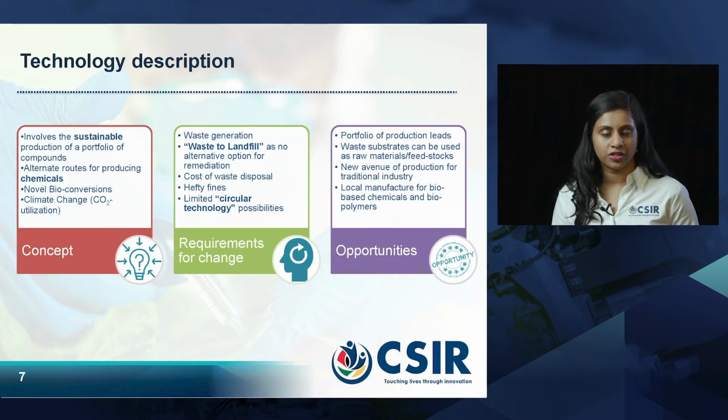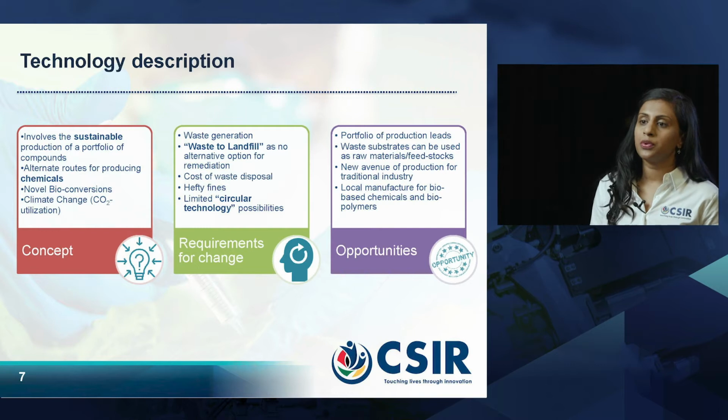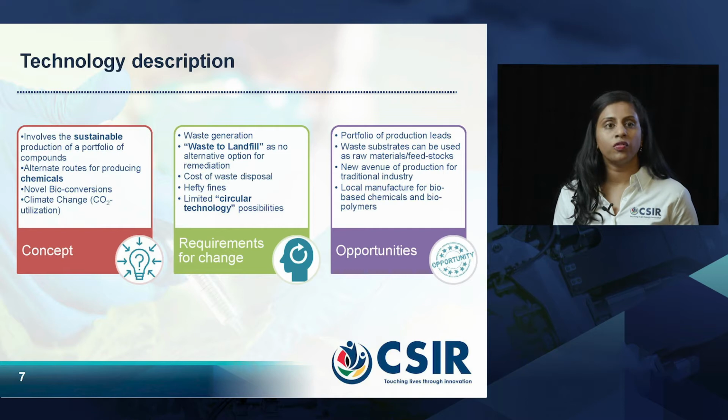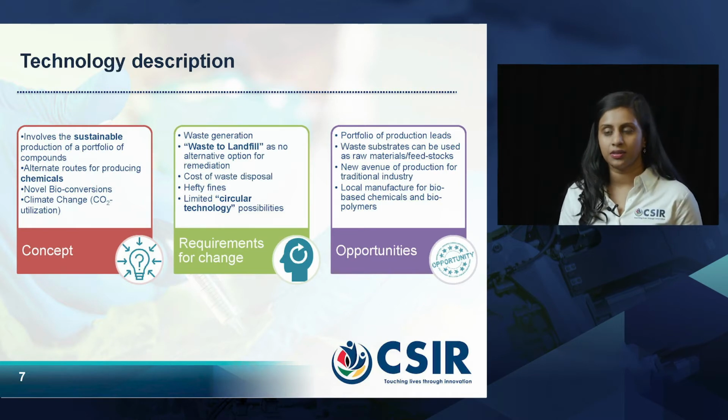The cost of disposal is therefore very expensive, and hefty fines are also incurred by the industry if discharge does not meet regulation standards. Therefore, they have very limited circular technology possibilities. The opportunity for bio-based chemical production involves the use of a portfolio of production leads that can be generated depending on the feedstock. Waste substrates can be used as a raw material, and new avenues of production could be generated. This would enable local manufacture for bio-based chemicals and polymers.